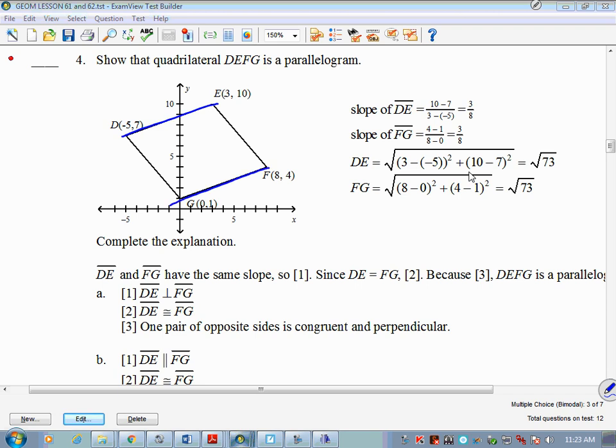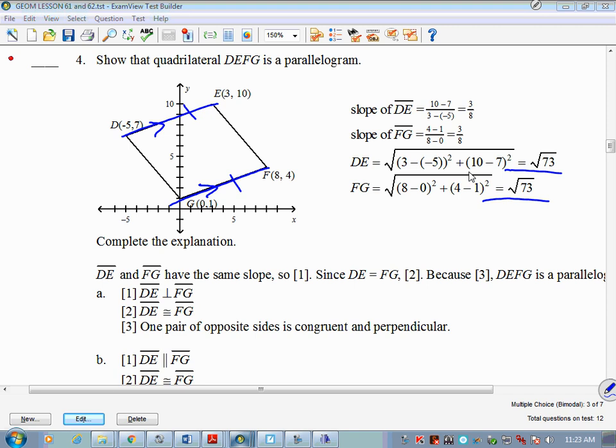They have the same slope. They are, no, parallel. Lines that have the same slope are parallel. All right, this tells me that DE is radical 73. This tells me that FG is radical 73. That tells me that those two lines are what? That they are congruent. Okay, because they have the same length.